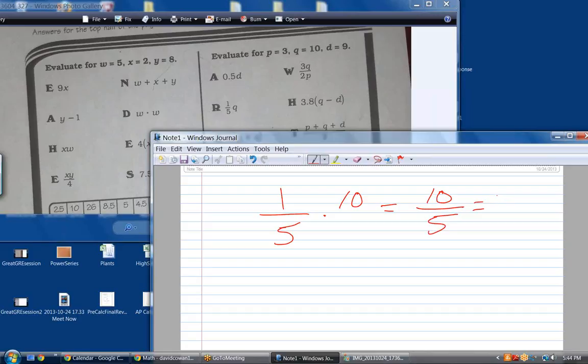5, I think. No, 1/2. No? Half. Remember that when we have 10 over 5, we're dividing 5 into 10. How many times does 5 go into 10? Twice. That's the answer, 2. Okay.